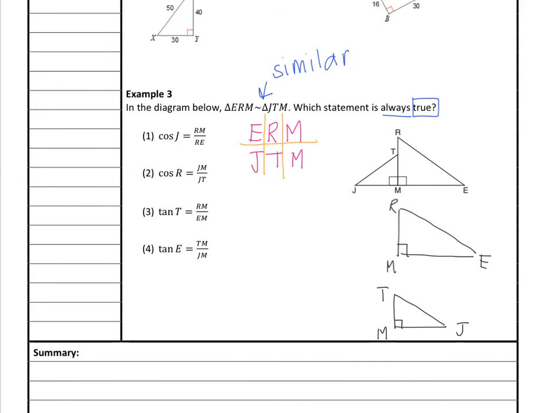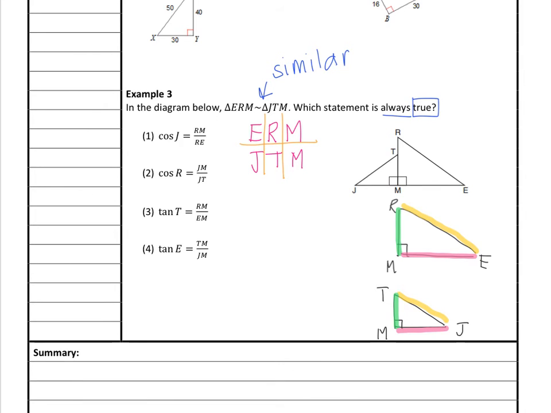So now what this allows me to do is I'm going to take a second, I'm going to use some different colors here, and I'm going to outline the sides that match up. So meaning R to E is the same as T to J. Then I have RM is the same as TM. And lastly, we have ME is the same as MJ. And I don't want to say the same, I should say corresponding.